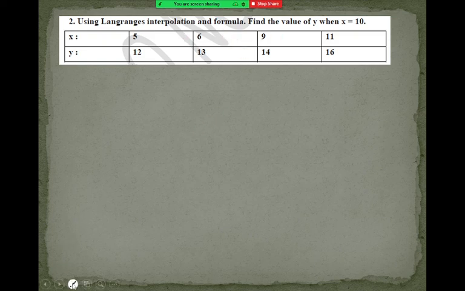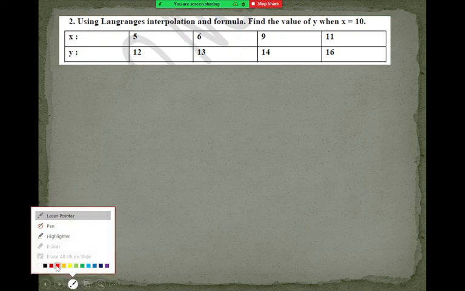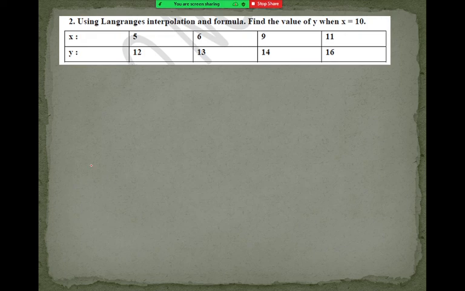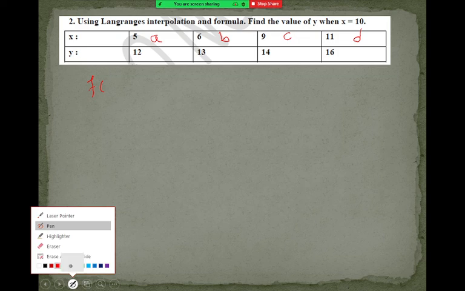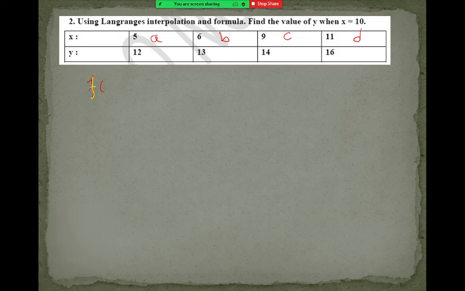So whenever you have to solve these questions, you can start with giving the notations. You can start with this one is a, this one is b, this one is c, and this one is d. So in a solution, we can start with Lagrange's formula. By Lagrange's formula, this f of x equal to, yes, anyone? Tell me the formula first.